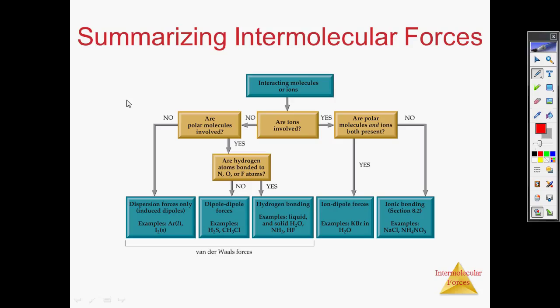Interacting molecules or ions. How do you know what intermolecular force it's going to have? Are polar molecules involved? Yes. Are hydrogen atoms? No. Dipole-dipole. This is how you get your multiple choice questions right. This is it, right here. All those examples are the typical examples that you're going to see used all the time. Memorize this.